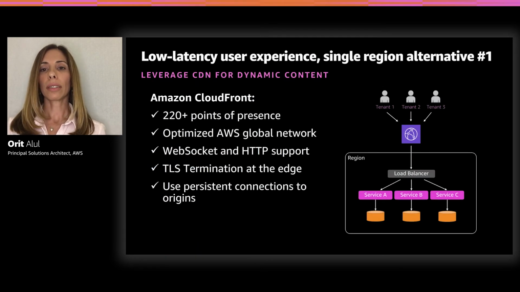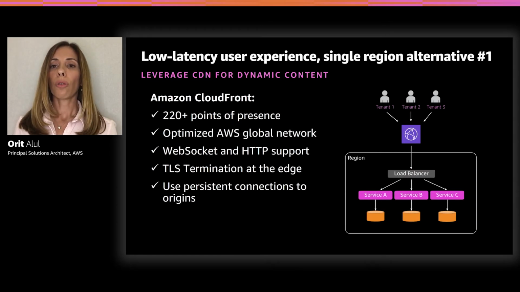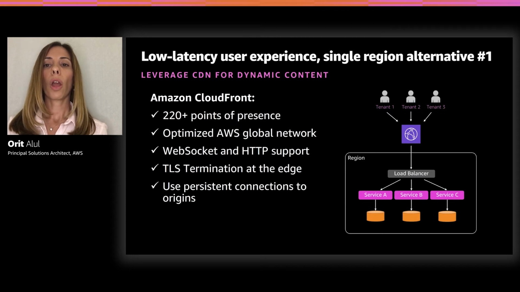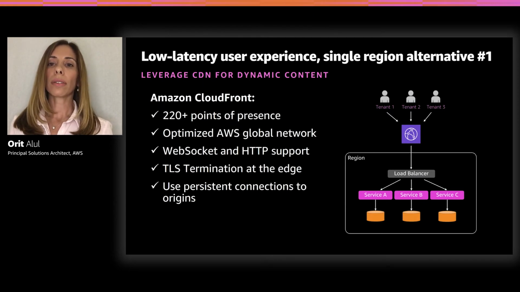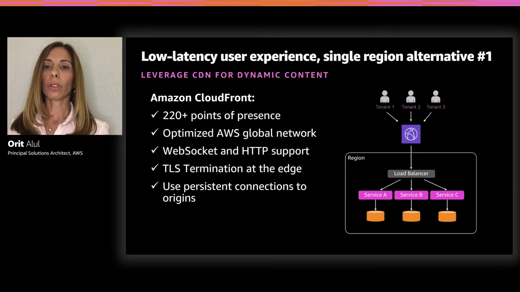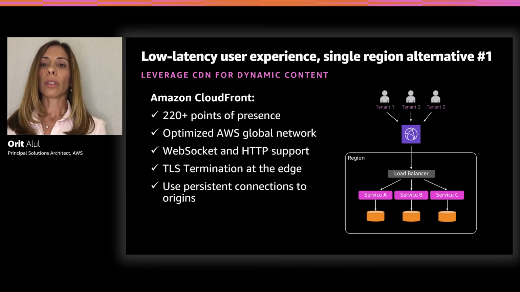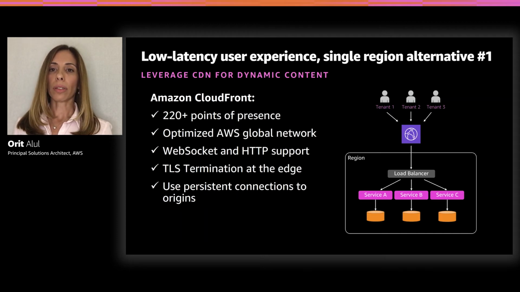Therefore, the first alternative I would like to suggest is leveraging Amazon CloudFront for dynamic content. We are used to thinking of CDN in the context of caching static content. But Amazon CloudFront, with more than 220 points of presence around the globe, connected to AWS regions over the AWS Global Network, can be leveraged for dynamic content as well.